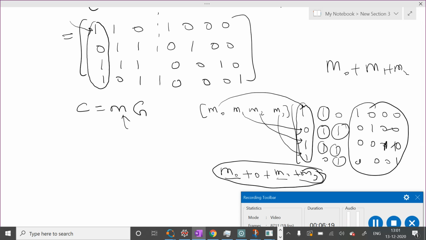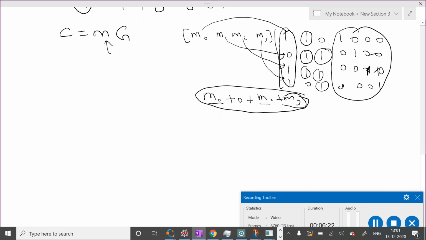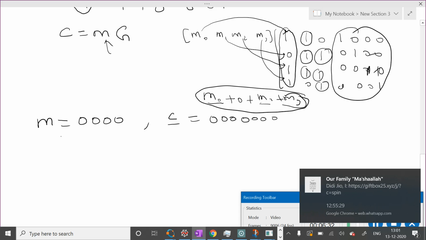Okay, so as an example, let's take the trivial message, this is 0000. Definitely, you will get the code word as the all-zero code word. Now take another message, suppose 0001.